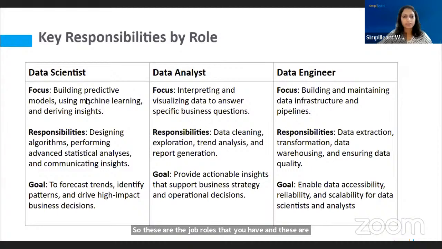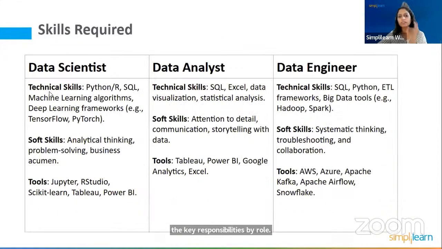Got it. Great. Thanks for that. What are the skills that they should pick up if they want to get started in these career paths?